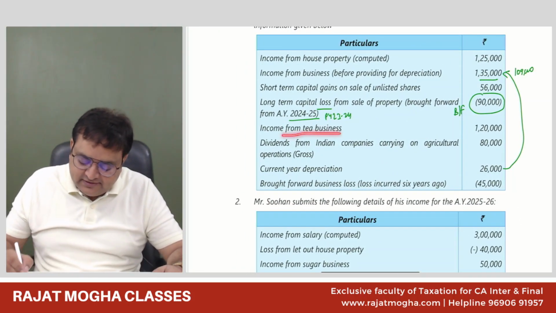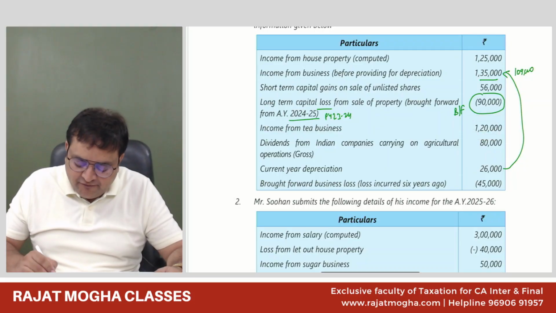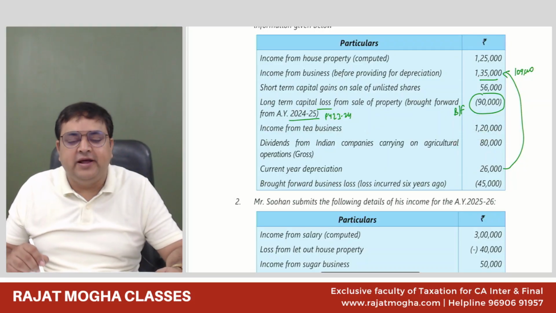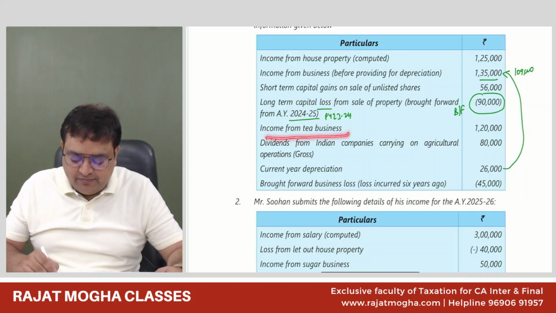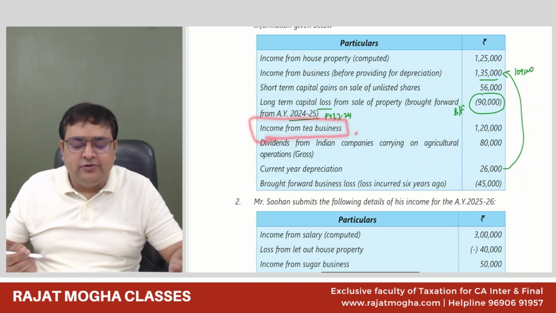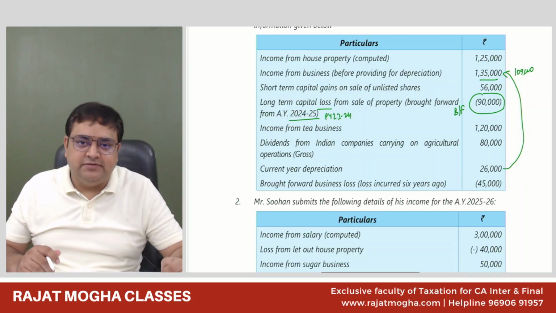Income from tea business, 1,20,000. There is income from tea business. Under which head would this be taxable? Income from tea business. Although it's a business, it will be taxable under PGBP.